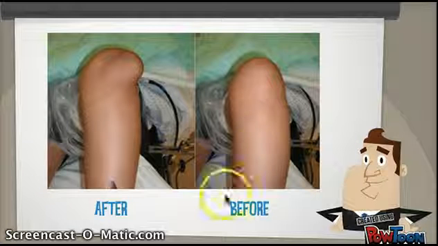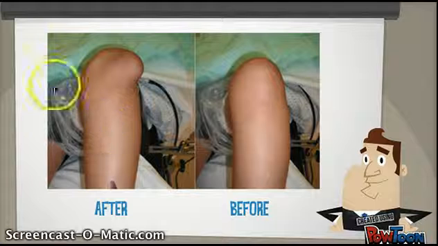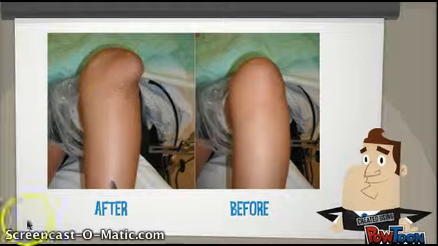This picture shows before and after a dislocated patella. As you can see in this picture, the patella moved out of its normal position.